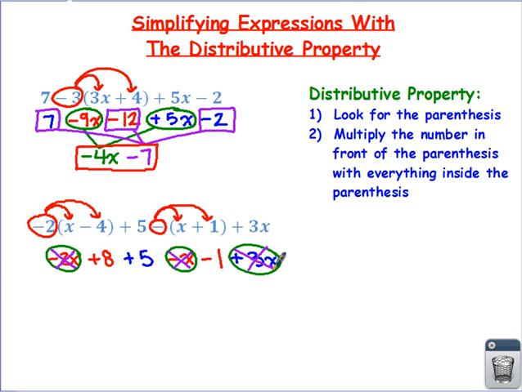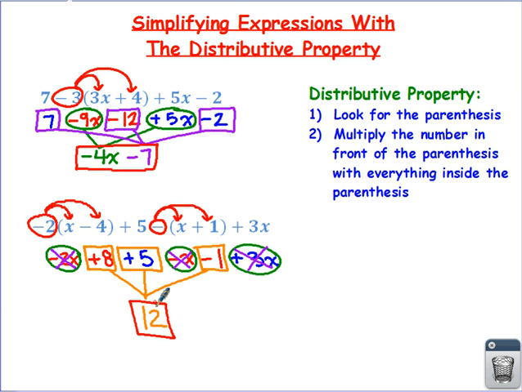Which leads me to my next terms, which happens to be my numbers, positive 8 plus a 5 plus a negative 1. So 8 plus 5 is 13. 13 plus negative 1 is 12. And since there are no other terms, my final answer is 12.